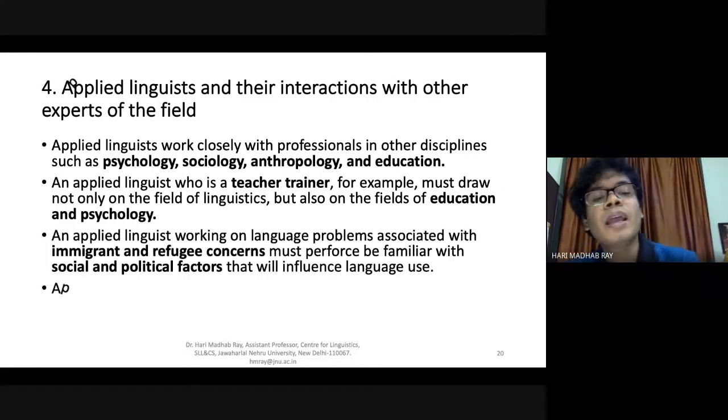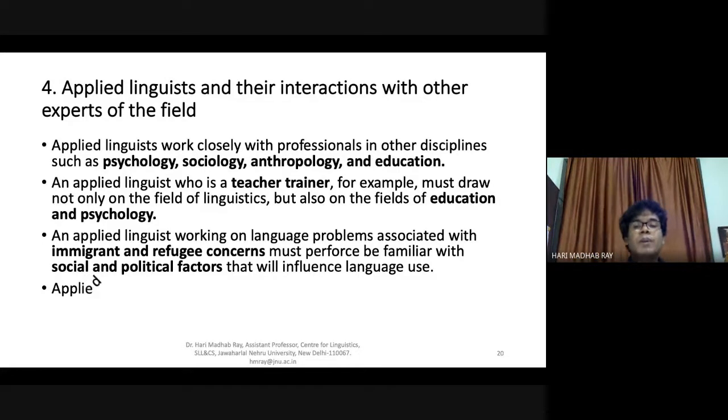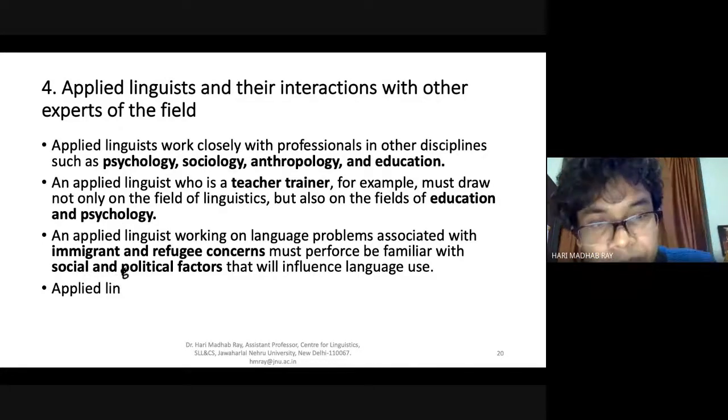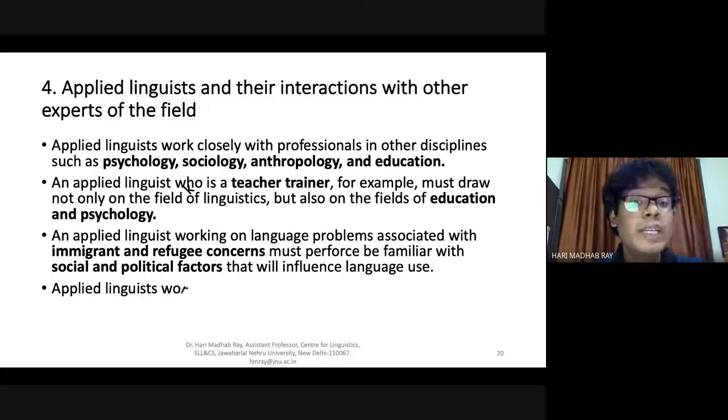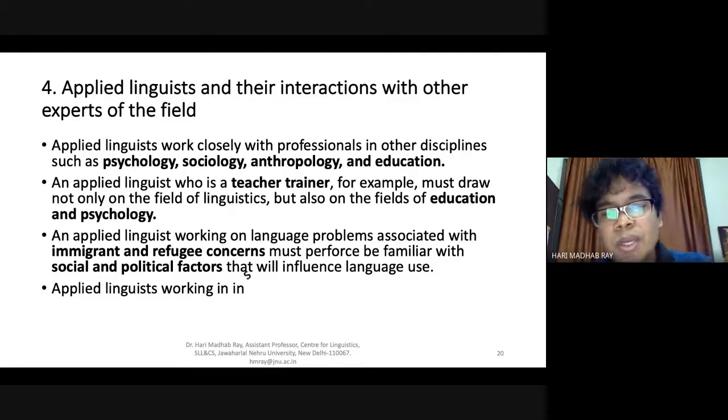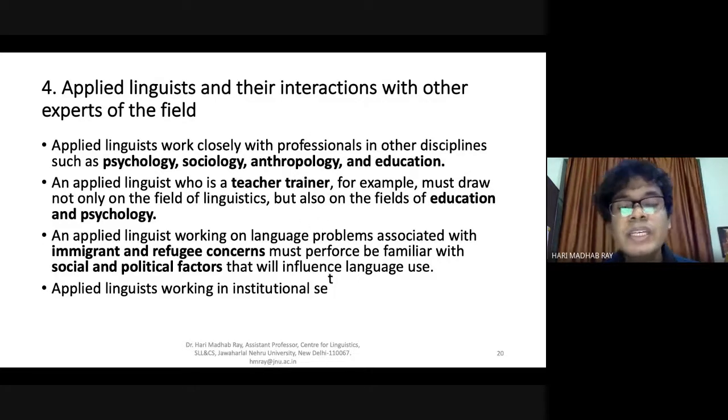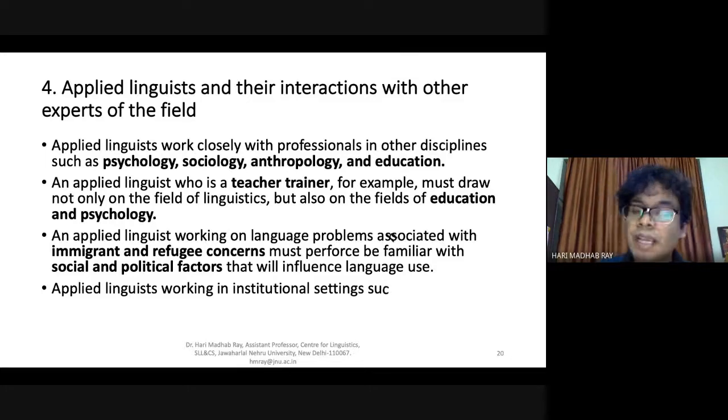And applied linguists working on language problems associated with immigrant and refugee concerns must perforce be familiar with social and political factors that will influence language use. You see, especially immigrant and refugee concerns. So you have to be aware of the social and political factors. What are the social and political factors that will influence language use?